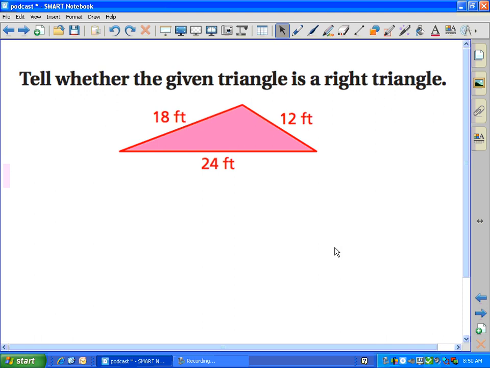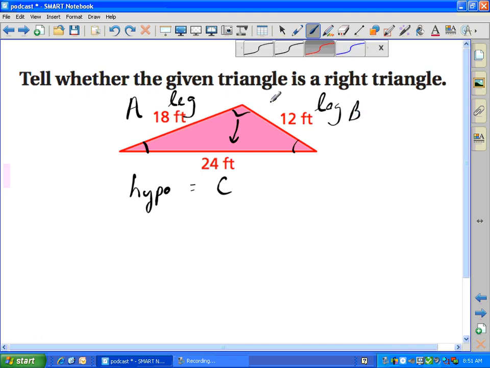Alrighty. Tell whether the given triangle is a right triangle. I'm going to assume that this is a right angle, but I am not 100% sure. This is obviously not a right angle. This is obviously not a right angle. I'm thinking those are acute angles, plus 10 bears. So, since I think that this is a right angle, I'm going to say that this is my hypotenuse, which is always letter C. This is my leg. I'm going to call it A. This is my leg. I'm going to call it B. You could have called this B, and you could have called this A. Plus 10, commutative property.